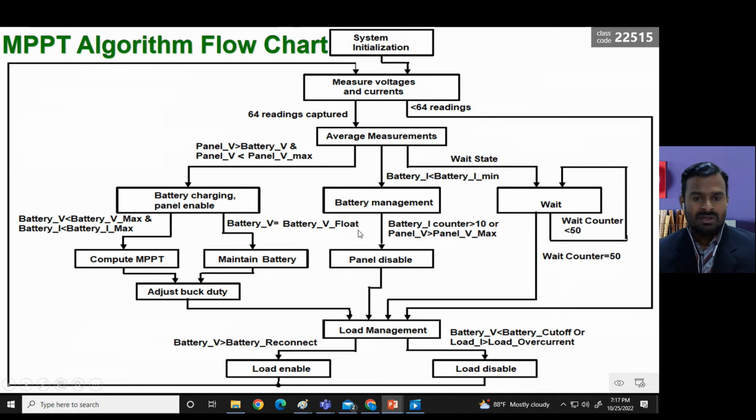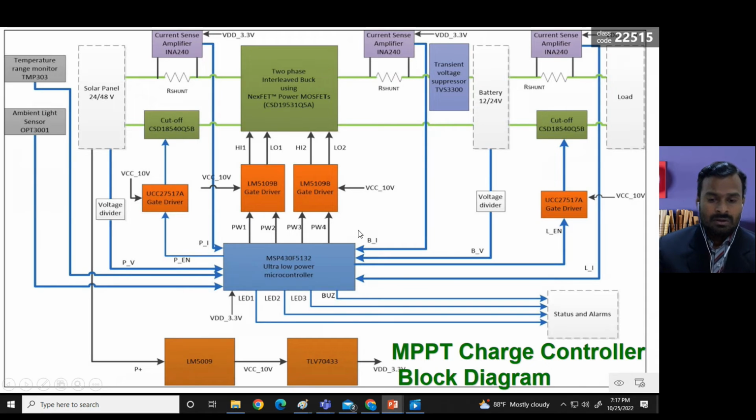So we see here panel isolation is taking place, and load isolation is taking place, based upon the charging current, the battery voltage availability, and the solar panel voltage availability. With all these conditions, the algorithm or flowchart is written. To implement that concept, we have the block diagram here. In the block diagram, we have also added a few more points like a temperature sensor and an ambient light sensor, which we have not shown in the algorithm.